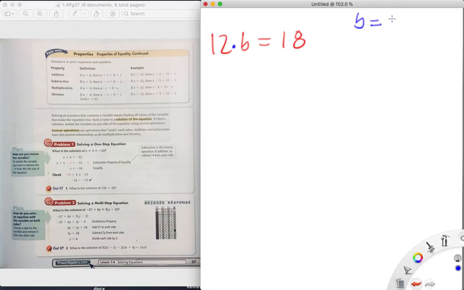And it has to equal some solution, right? B has to equal something. Well, right now b is not by itself. Right now b is being multiplied by 12. In order to get rid of that, I'm going to have to do something. The book calls it the inverse operation. I call it the opposite operation. If you want to call it inverse, be my guest.